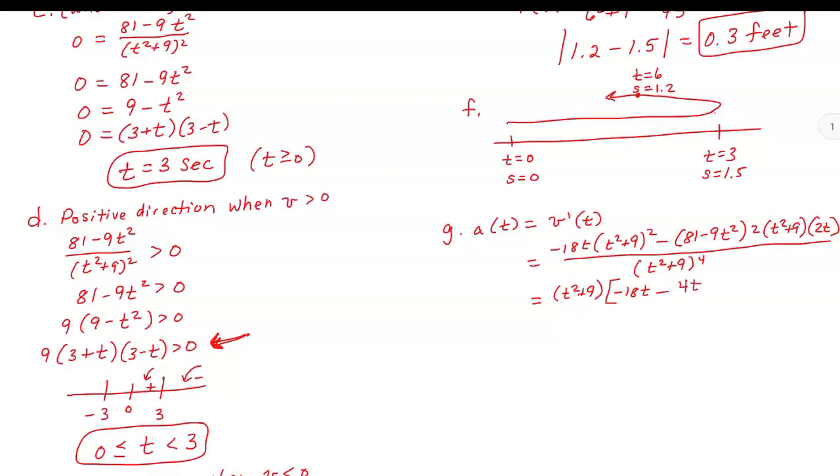So I'm going to multiply this 2 times this 2t. So I'll have a 4t times 81 minus 9t squared, still all over this t squared plus 9 to the 4th. And I could cancel one of those right now. So I'm going to cancel.